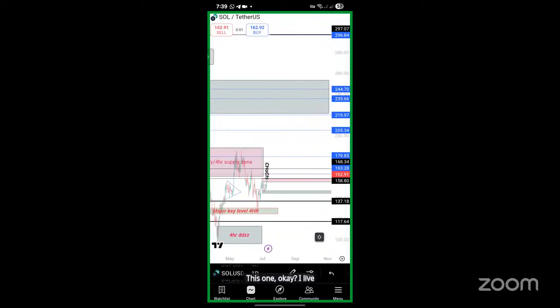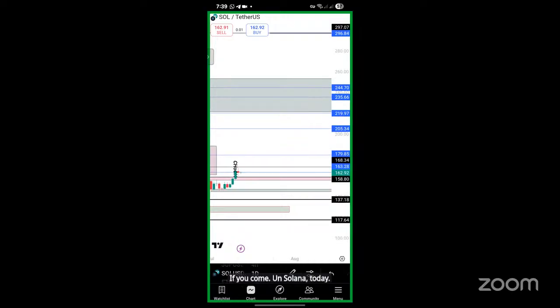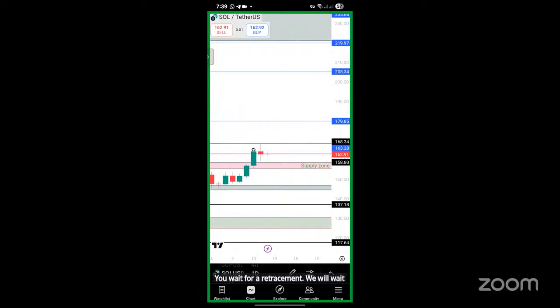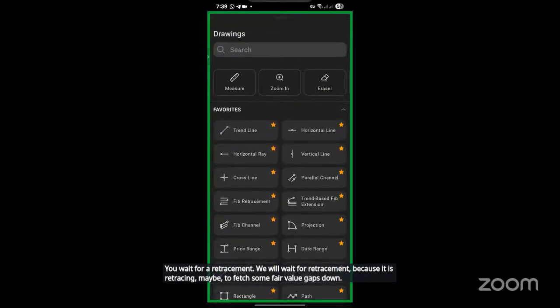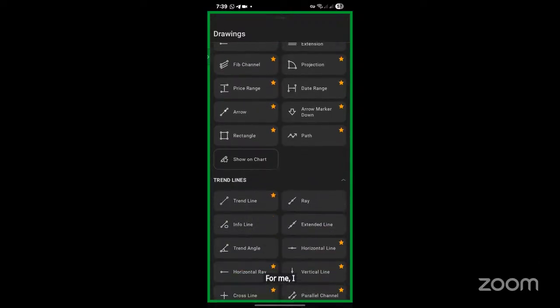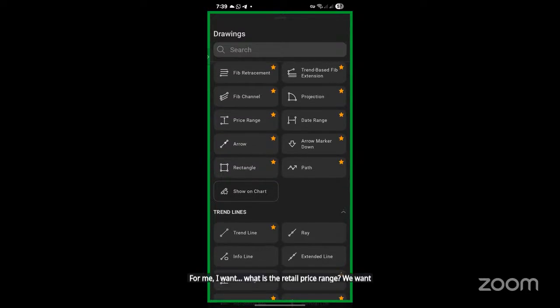Now, if you come on Solana today, you wait for a retracement, because it is retracing, maybe to fetch some fair value gaps down. Then, if you come on Solana and you say, for me, I want, what is the date and price range? I want a combined date and price range.